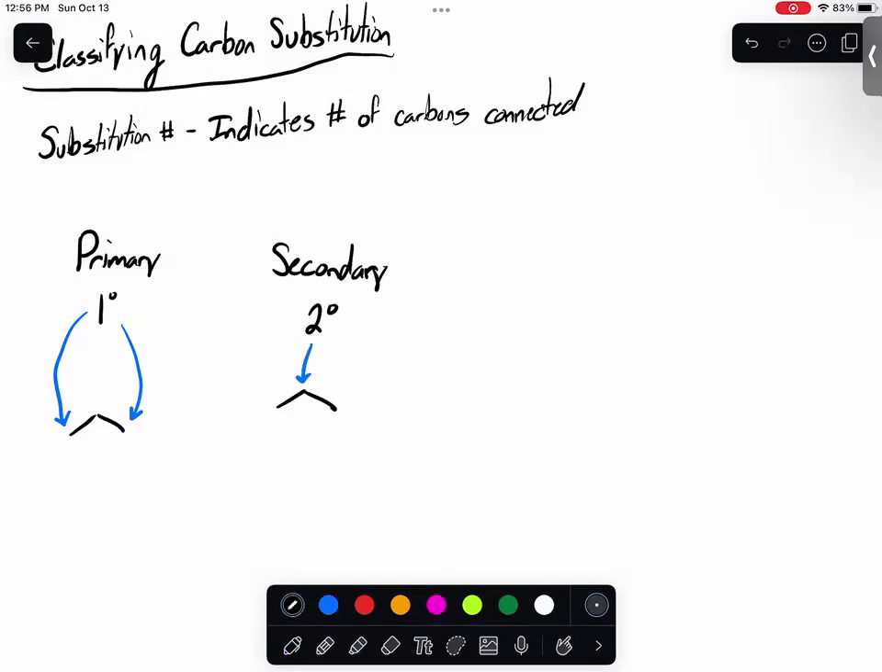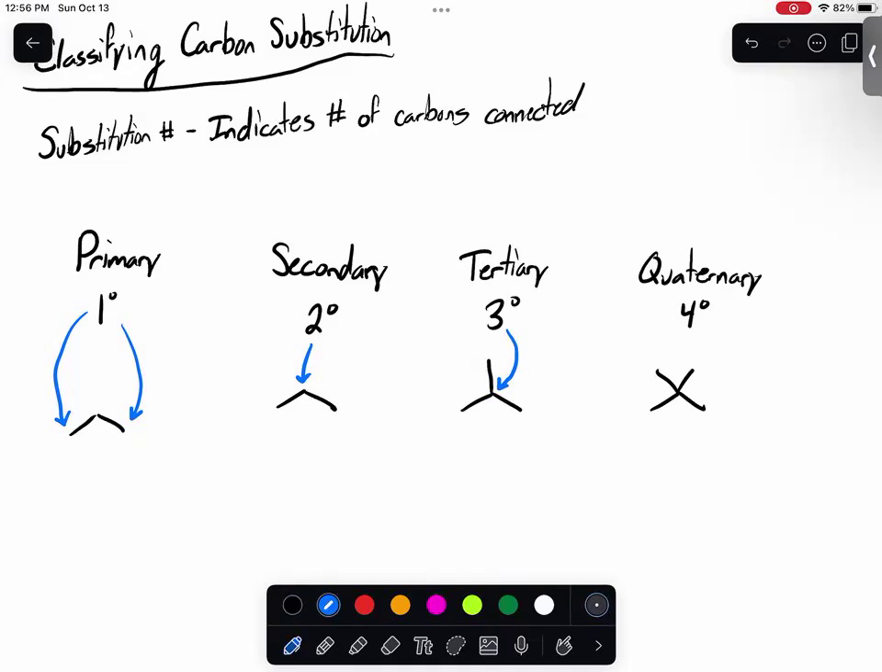Further, if we had three carbons connected, that would be considered a tertiary carbon, right? So that would be something like this here, where this carbon right in the middle here has three carbons connected to it and one hydrogen connected to it. And then last but not least, we have quaternary, which is when a carbon has four different carbons connected to it, right? So something like this carbon in the middle here would be considered quaternary.